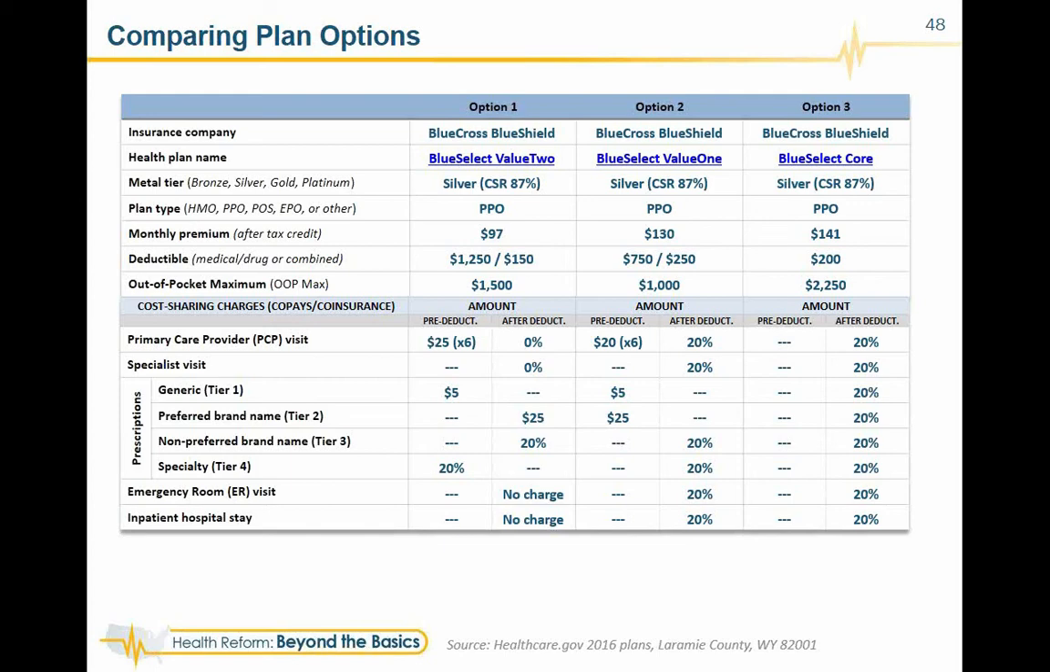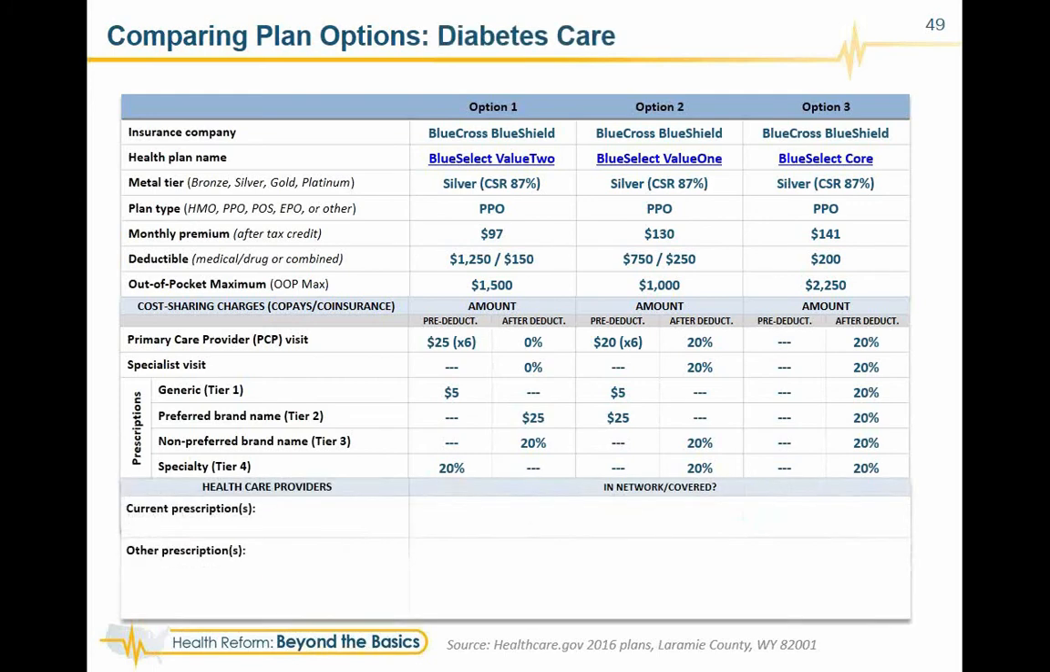So with that in mind, let's take a look at different cost sharing for Doug's diabetes medication and supplies. Doug currently has a prescription for insulin, as well as various supplies to maintain his diabetes. Let's look at his insulin prescription first. That is covered at Tier 3.